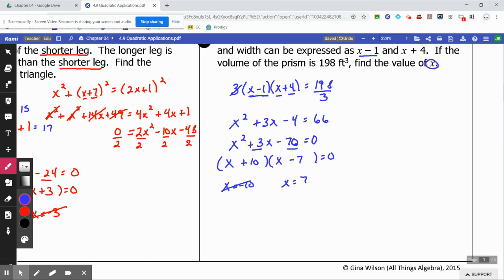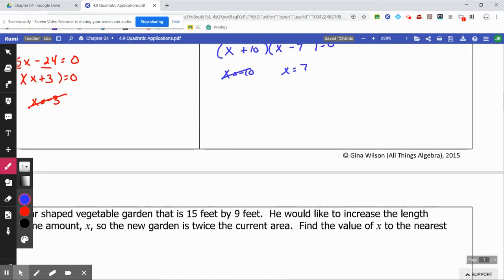That answers the question. But this rectangular prism would be a 3 by 7 minus 1 is 6 by 7 plus 4 is 11. That's the dimensions of the entire rectangular prism. And you can check that out. 3 times 6 times 11 volume-wise would give you that 198.